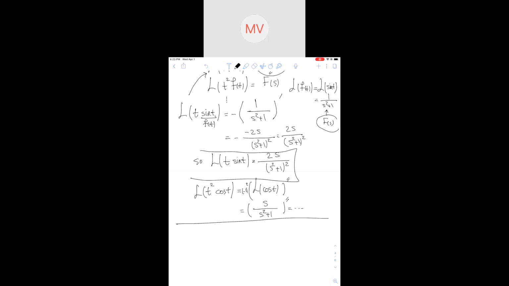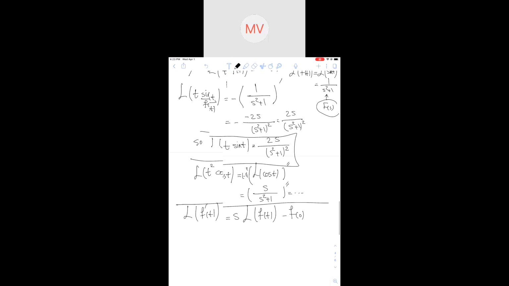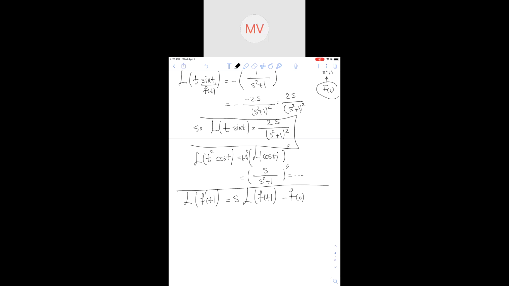All right. Now let me talk about this one. So, not yesterday, it was Monday, we talked about Laplace of a derivative of a function, and it ended up being s F of s. Well, let me write it in terms of Laplace. It was s times Laplace of f of t itself minus f of 0. Good?